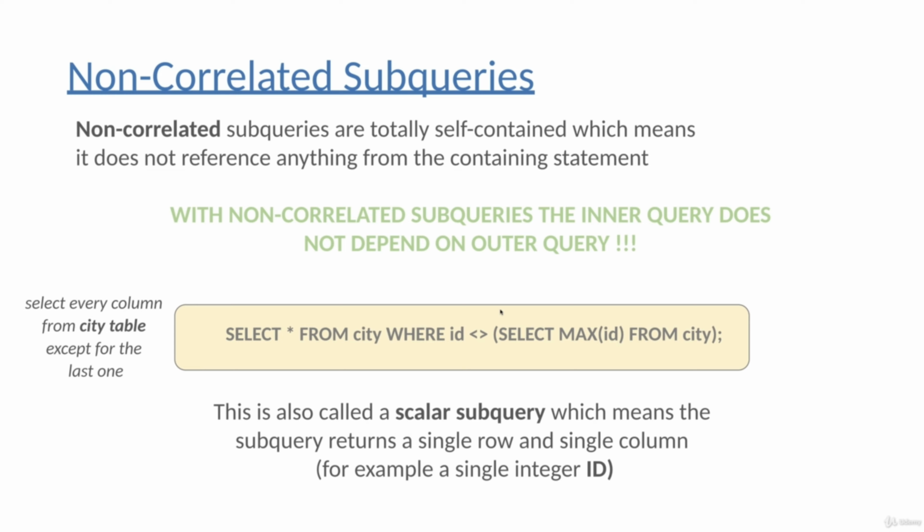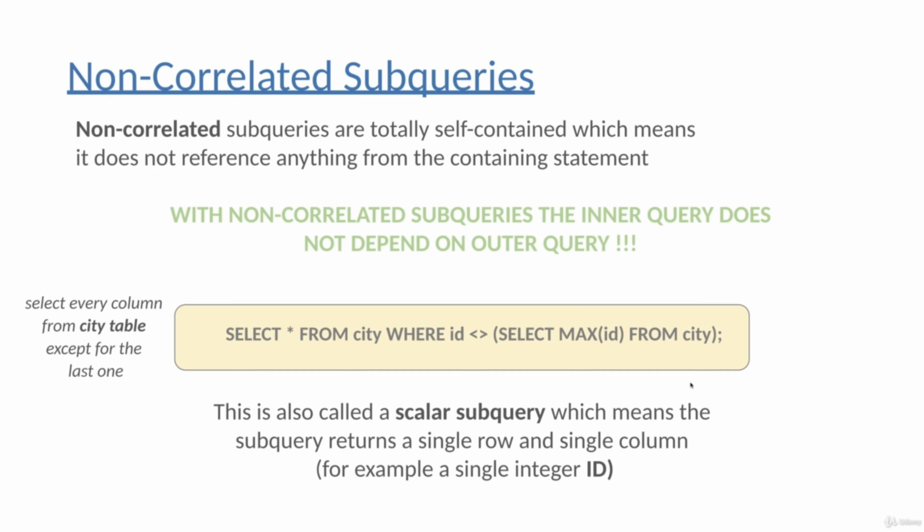So in this case, the subquery, so the inner query, is a so-called scalar subquery because it returns a single row and single column. So for example, a single integer. This is exactly what's happening here. Select the maximum of the IDs from the city database table. It is going to return the ID associated with the last city in the database table. So it is a single value, a scalar value, hence the name scalar subquery.